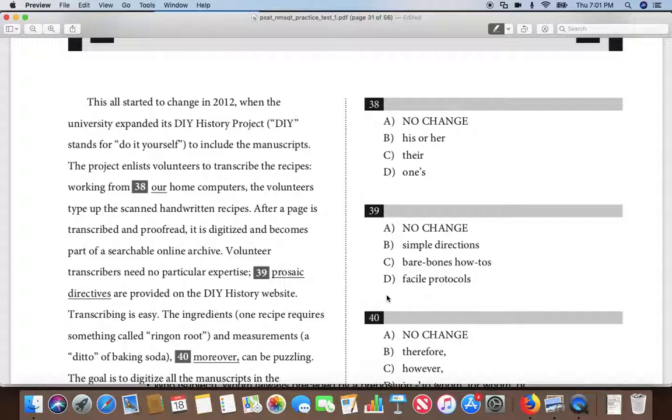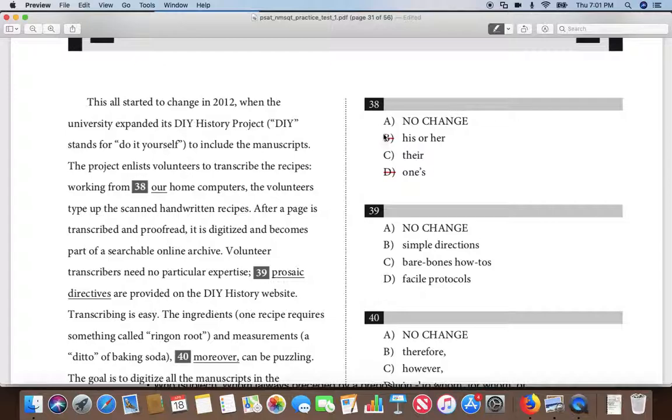Working from his or her home computers. That doesn't sound good. No. Working from their home computers. I think so far C is probably the best option. Plug in D. The project enlists volunteers to transcribe the recipes. Working from one's home computers, the volunteers typed up the scanned handwritten recipes. I think D should be eliminated. Yeah, that's right. What's better, A or C? C. Yeah, it's definitely C.